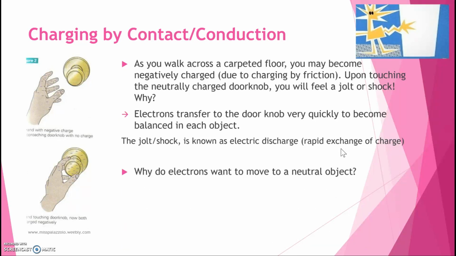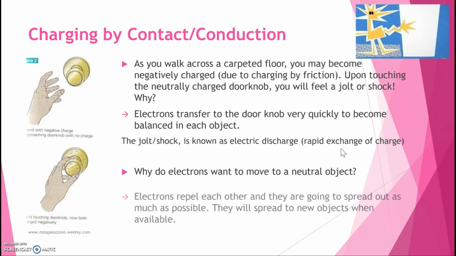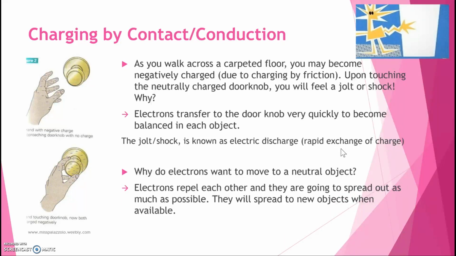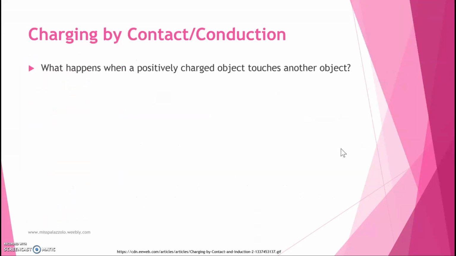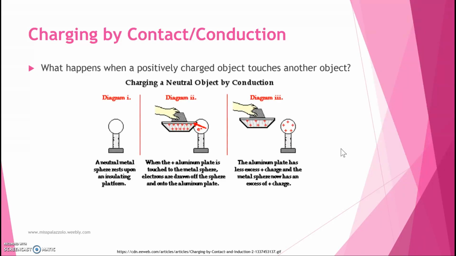Why do electrons want to move to a neutral object? Well, electrons repel each other, and they are going to spread out as much as possible. They will spread out to new objects when available. What happens when a positively charged object touches another object instead of a negatively charged object touching another object? It's the same thing as when a negatively charged object touches another object.